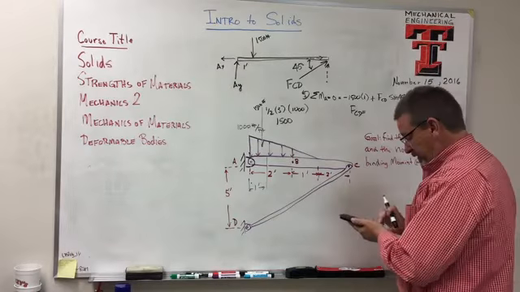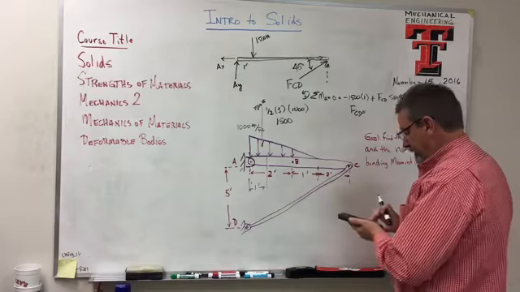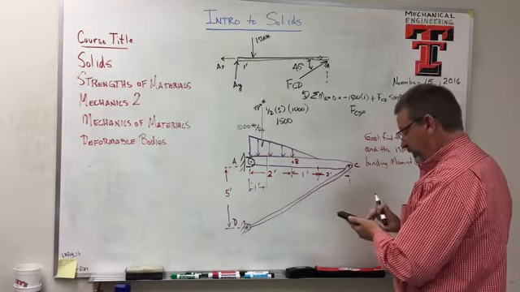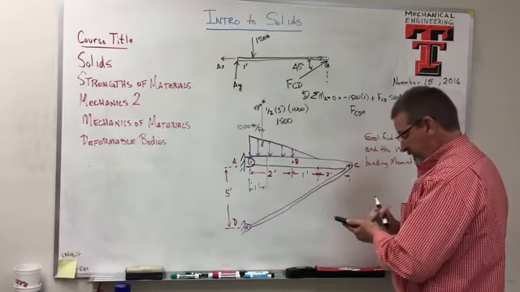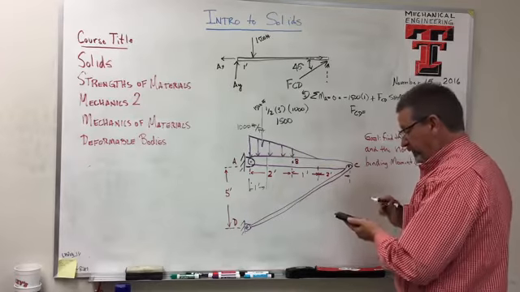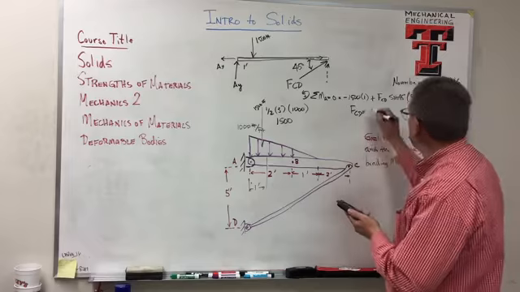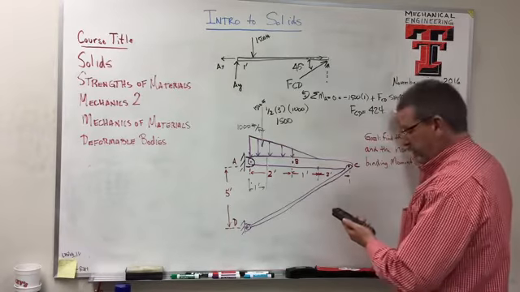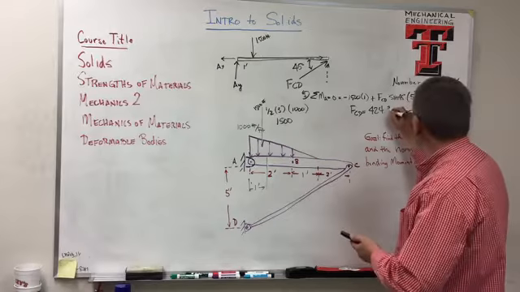I got 1,500 divided by 5 equals, divided by 0.707 equals 424.34. 424 point, let's just call it 3.